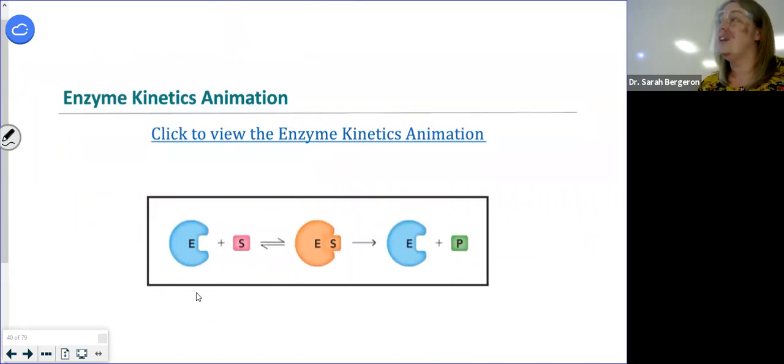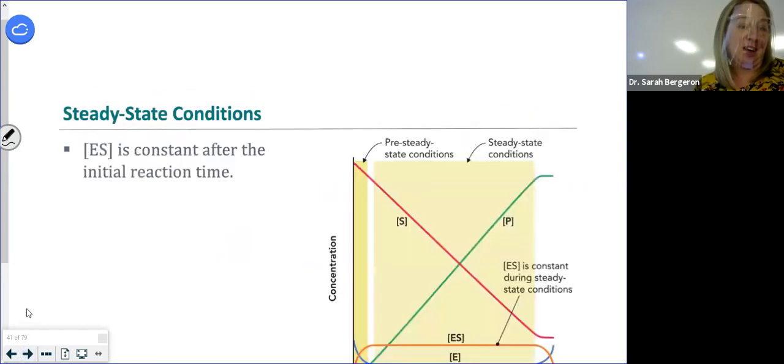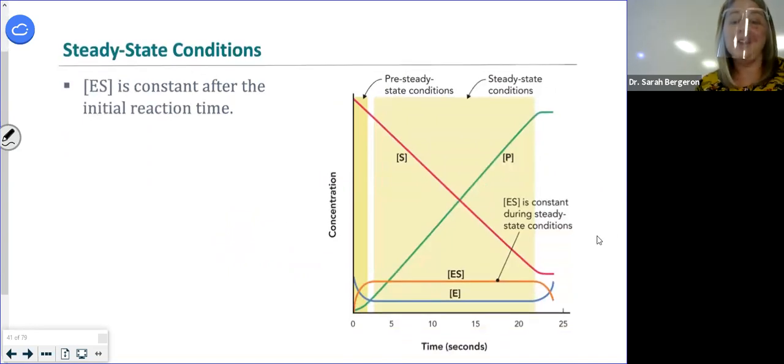There's an awesome animation. If you haven't watched any animation so far, go watch this animation. All right. So what we really look at when we talk about enzyme kinetics is steady state conditions. If you look in the fractions of seconds in the very beginning of a reaction, you have what are called pre-steady state conditions. But pre-steady state conditions are where things are mixing, and we don't actually want to take measurements at that point. What we really want to measure are steady state conditions.